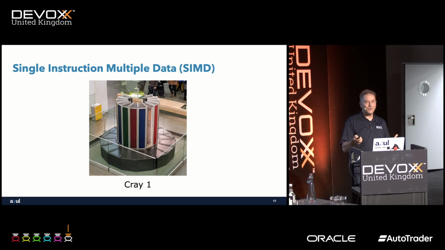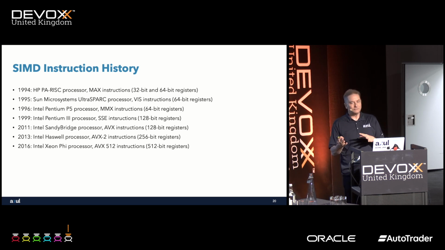Right, so that's where single instruction multiple data came from, at the very beginning of really big supercomputers. Now, what we then found was that the processor designers started to add these kinds of features at the processor level. I've just given a brief history here of single instruction multiple data.